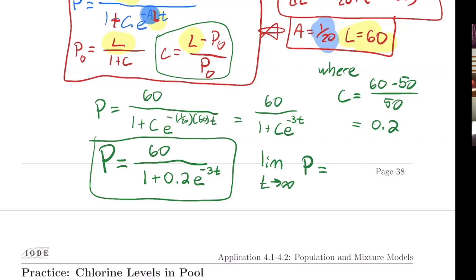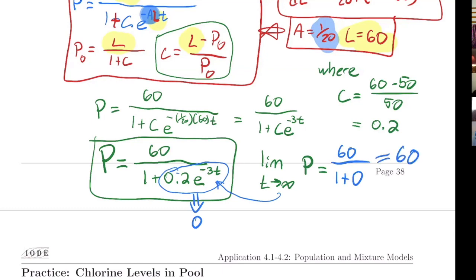As t gets infinitely large, let's think about what's going on with this term over here. If I'm plugging in something really, really large for t into 0.2 e to the minus 3t, what's going to happen to the thing that I circled in blue? It approaches 0, yeah. We've got e to a negative power. That's right. So as t gets large, this thing is going to head to 0. So as t goes to infinity, what we actually get is 60 over 1 plus something which is heading to 0.